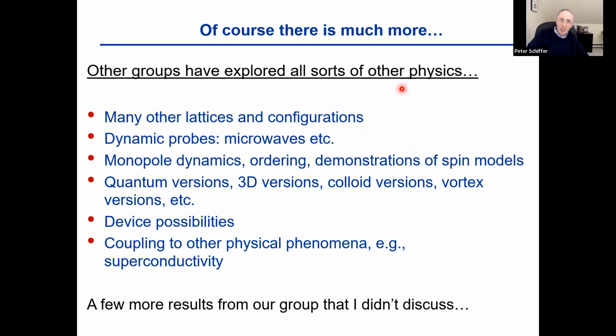Other groups have explored all kinds of other physics. There are many other lattices and configurations that I didn't talk about, that I showed earlier. People have done microwave studies with FMR of this. They've looked at the monopole dynamics. They've looked at monopole ordering. They've looked at various demonstrations of different spin models. There are quantum versions of this, three-dimensional versions, colloid versions, versions of superconducting vortices. People have studied devices, especially computing devices made out of this, and coupling to other physical phenomena.